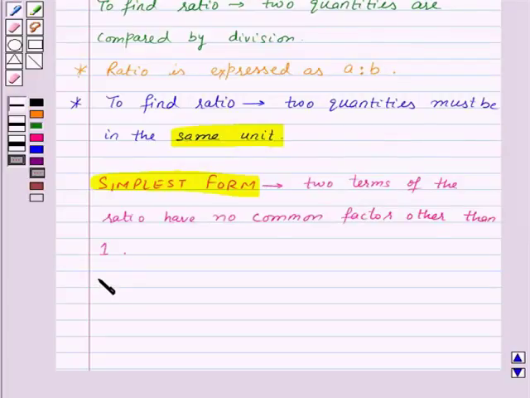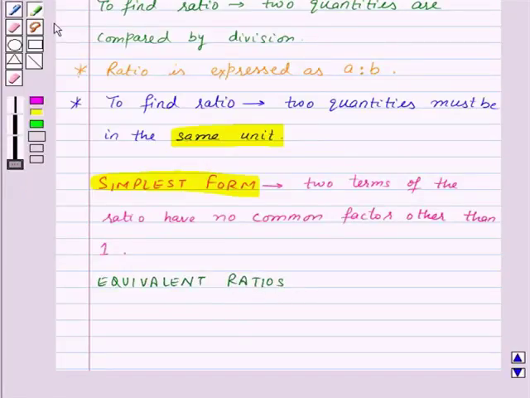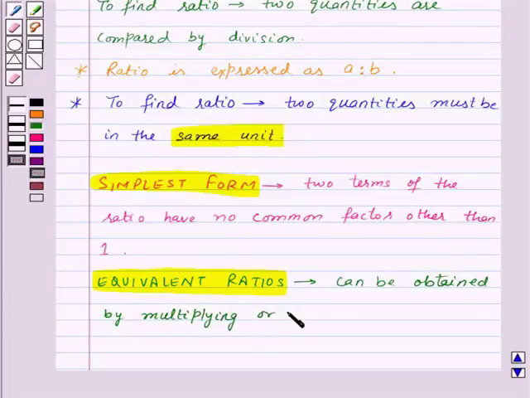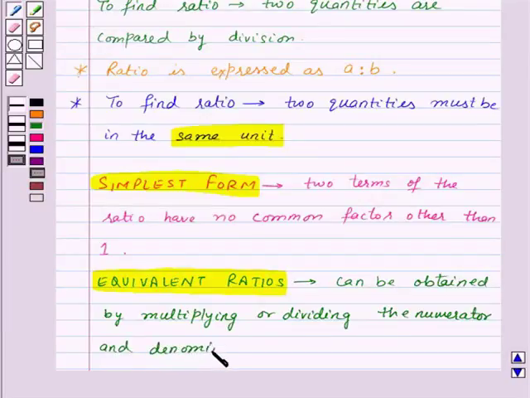Now let's learn what are equivalent ratios. Now equivalent ratios can be obtained by multiplying or dividing the numerator and denominator by the same number.